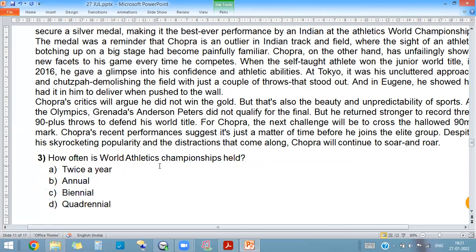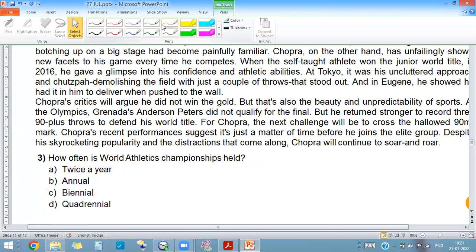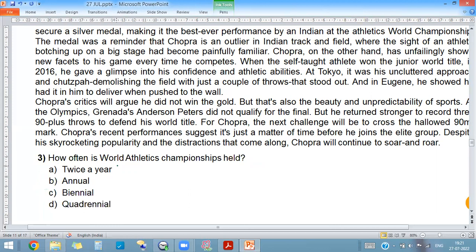And 3, how often is the World Athletics Championships held? Twice a year means every 6 months. Annually is once a year. Biennial is once in 2 years. Quadrennial is once in 4 years. What is held once in 4 years? It's your Summer Olympics. The Olympics is always once in 4 years. This is once in 2 years. So your answer is C.